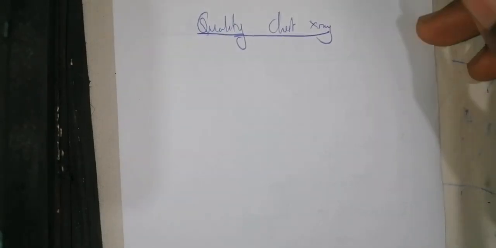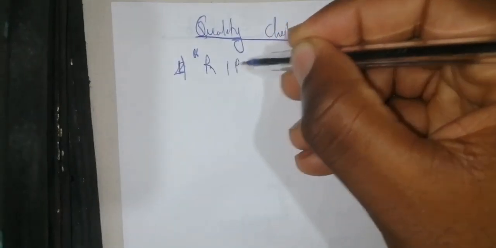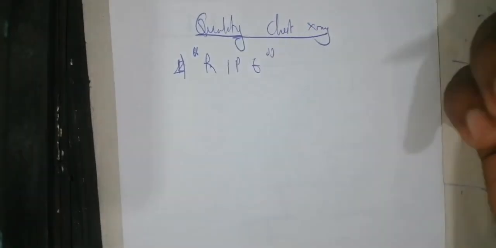So now for the quality of the chest X-ray. When you want to discuss the quality of the chest X-ray, you need to point out the fact that when you want to speak about the quality, you should know the mnemonic, the RIBES mnemonic. That's the mnemonic you have to use. RIBES mnemonic. Is it clear?